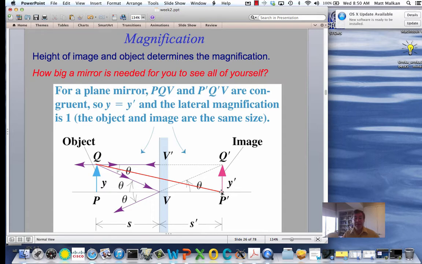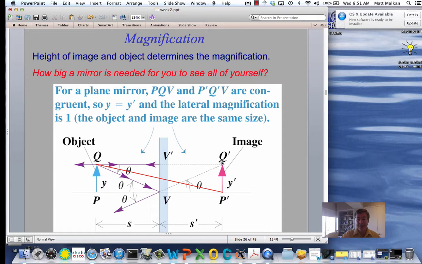In other words, although I'm standing 1 meter away from the mirror, I'm actually 2 meters away from the image. So I actually only have to look halfway down to see my feet. Let's generalize with the answer then.